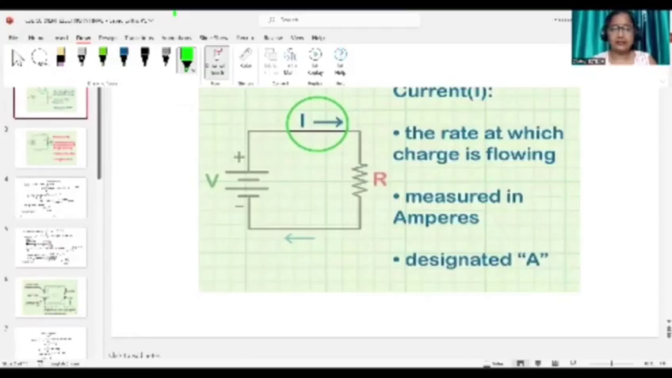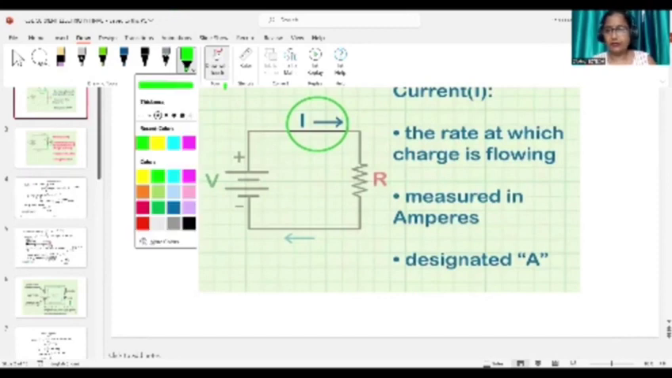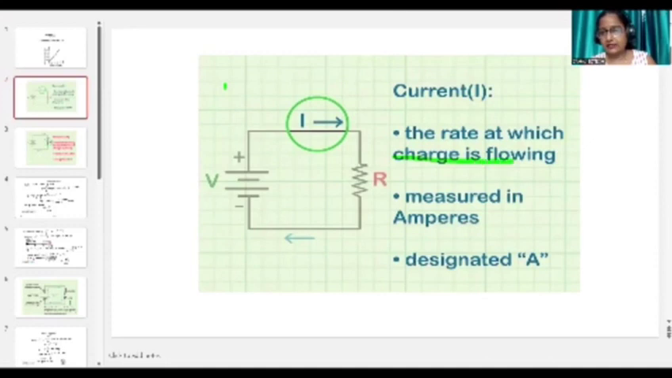What is current? Current is the rate at which charge is flowing. Okay. It is the rate at which what is flowing? Charge is flowing. Okay. And it is measured in amperes. In fact, let me tell you, ampere is the SI unit of current, and it is denoted by capital A.